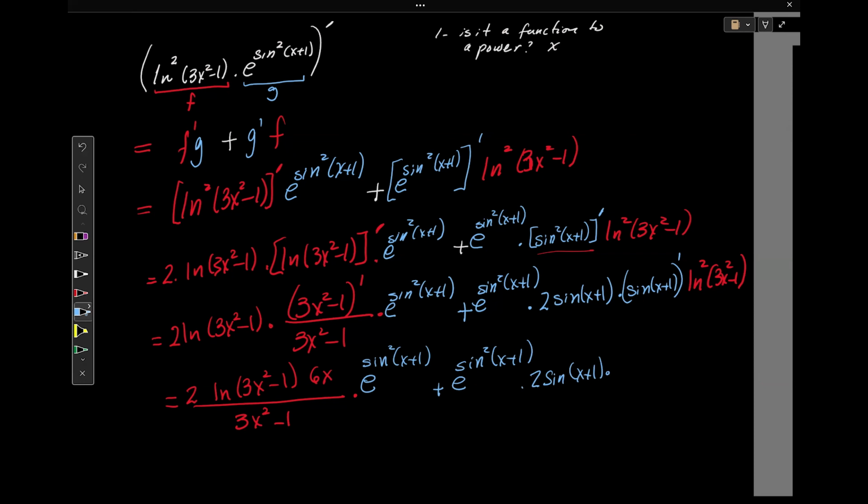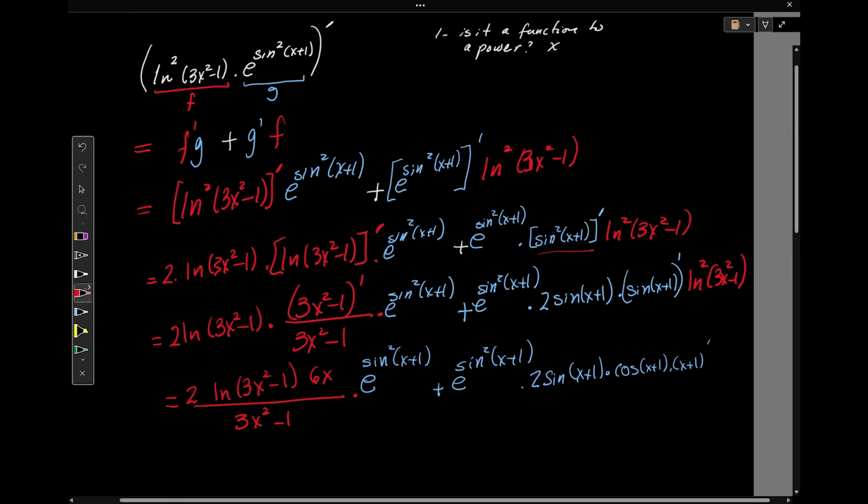What's the derivative? Now here I have a derivative to take still. Oh, I see it's a sine of something, not something to a power. It's just a sine of something. Not sine squared, not sine cubed, not sine to the 3/2, just sine of something. Its derivative is the cosine of that thing times the derivative of that thing. Then I still have the red ln squared 3x squared minus 1.